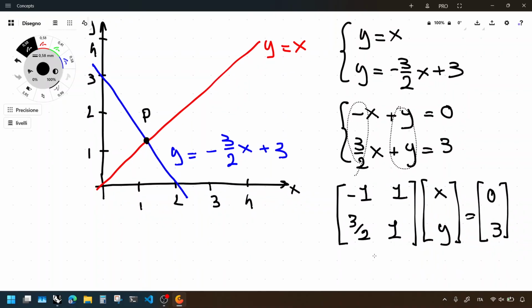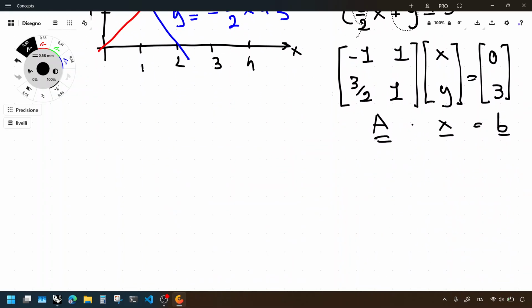And we can, in general, usually call this A, this is called X, and this is usually called B. So A times X equals B is the typical linear system you would solve with matrix notation. So let's now find out what X is. X would be just the inverse of A times B. So what is the inverse of A?